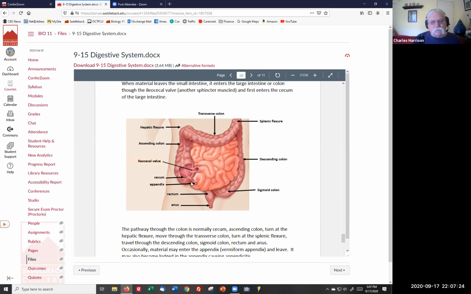Lower right side for most people. If you feel that pain halfway between your navel and your groin, or a little bit right of the navel, it'll be intense. You got to go to the emergency room right away. There's no two ways about it.